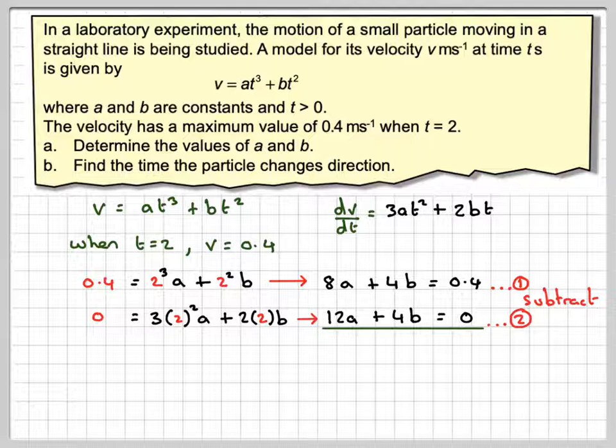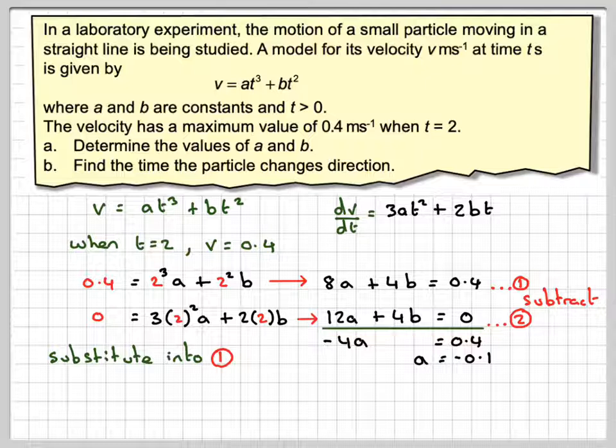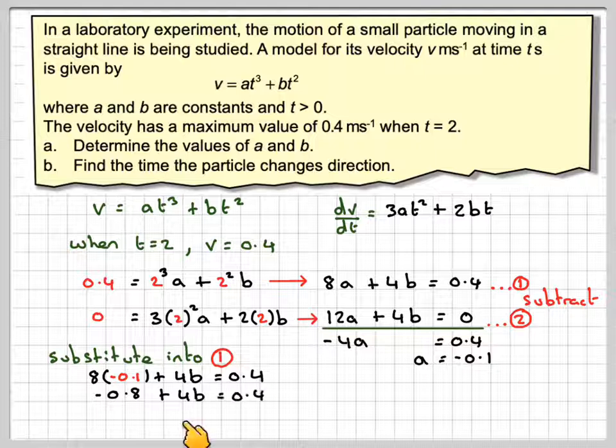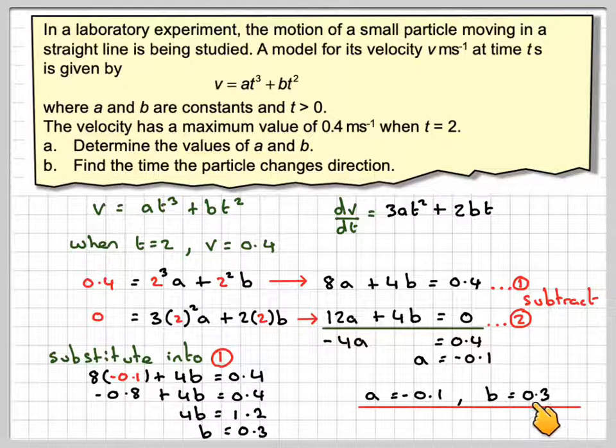If we now subtract, we've got 8a minus 12a, which is minus 4a, and then 0.4 minus 0, which is 0.4. And then we're going to get that a is equal to minus 0.1. So substitute into 1. Or 2, it doesn't matter, we're going to substitute into 1, so we get 8 times minus 0.1 plus 4b is 0.4, therefore minus 0.8 plus 4b is 0.4, 4b will be equal to 1.2 and b will be equal to 0.3. So therefore we have a is minus 0.1 and b is 0.3.